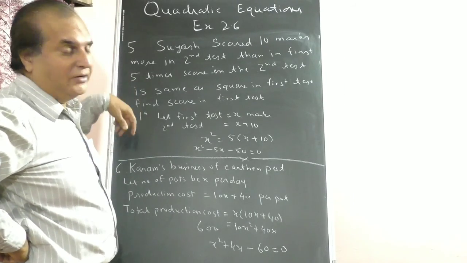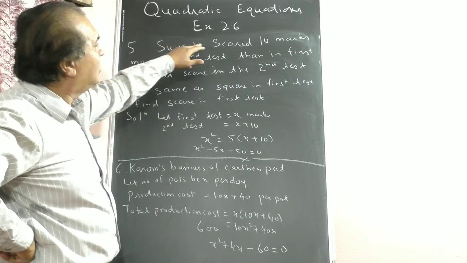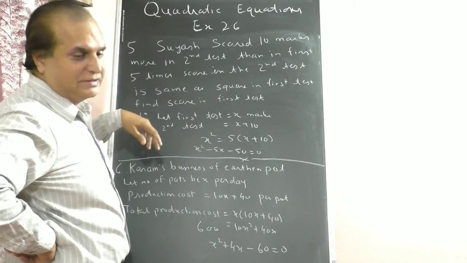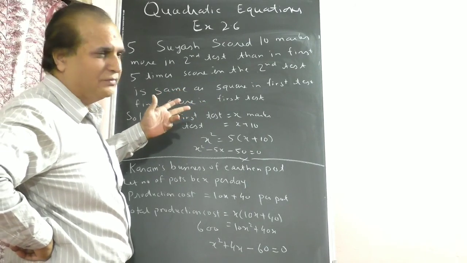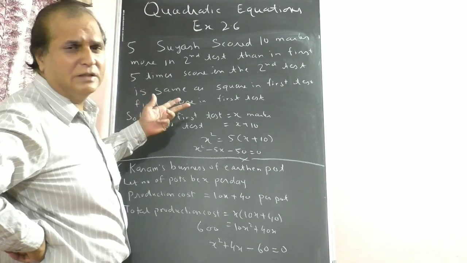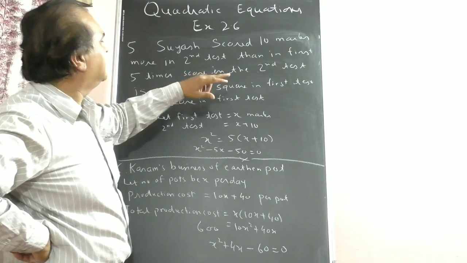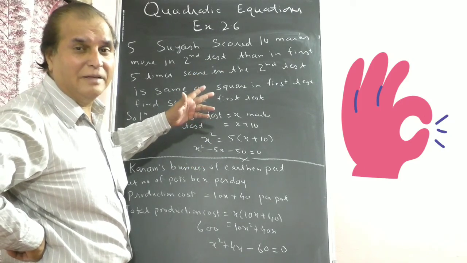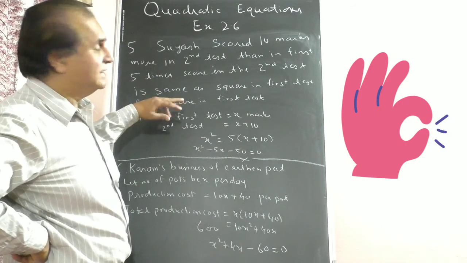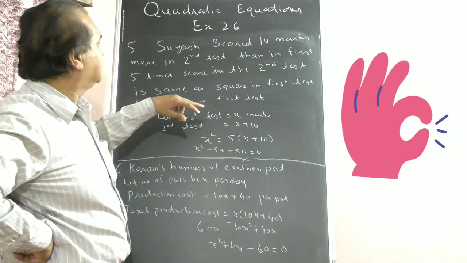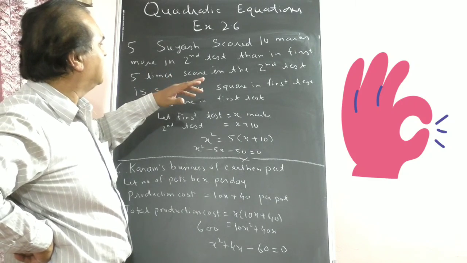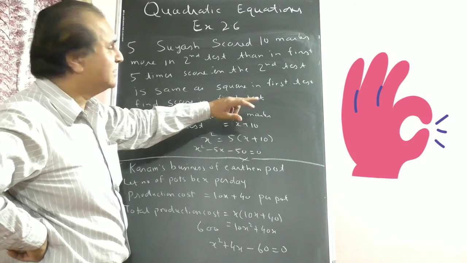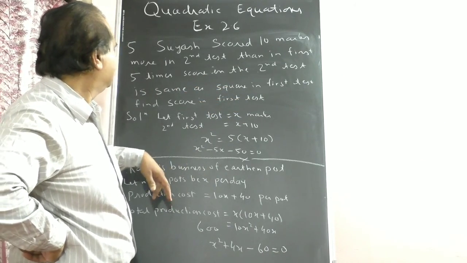See, sum number 5 I am doing. Suyash scored 10 marks more in the second test than in the first. Suppose in the first test he scores 50, second test 10 more, 60. So if first test is x, second test is x plus 10, right? 10 marks more. Second condition, 5 times the score in the second test. So 5 into x plus 10 is the same as the square of the first test score. x square equal to 5 into x plus 10.